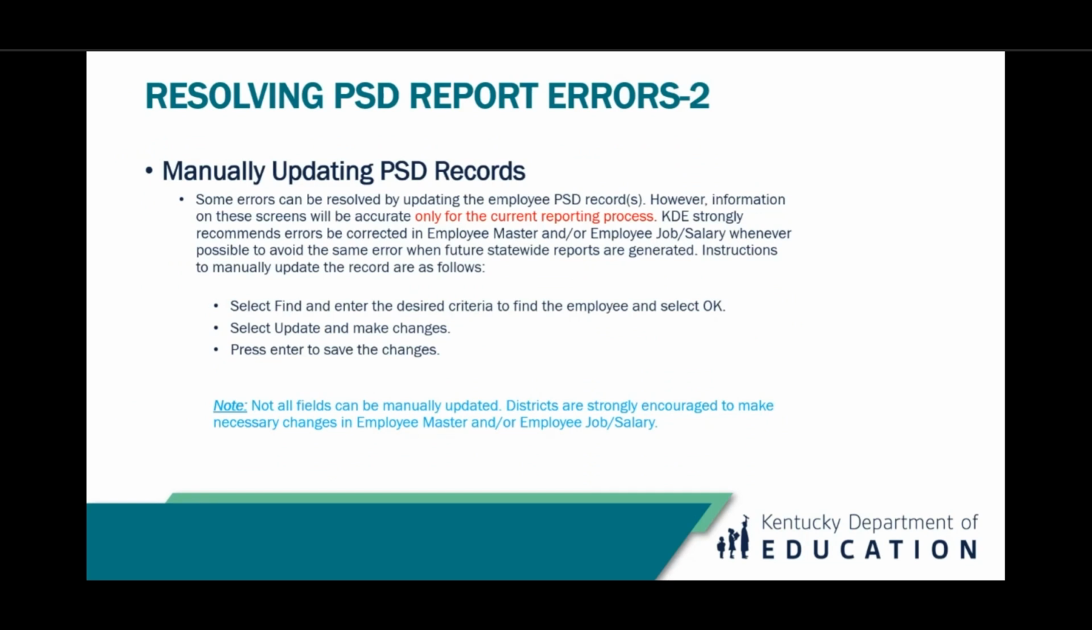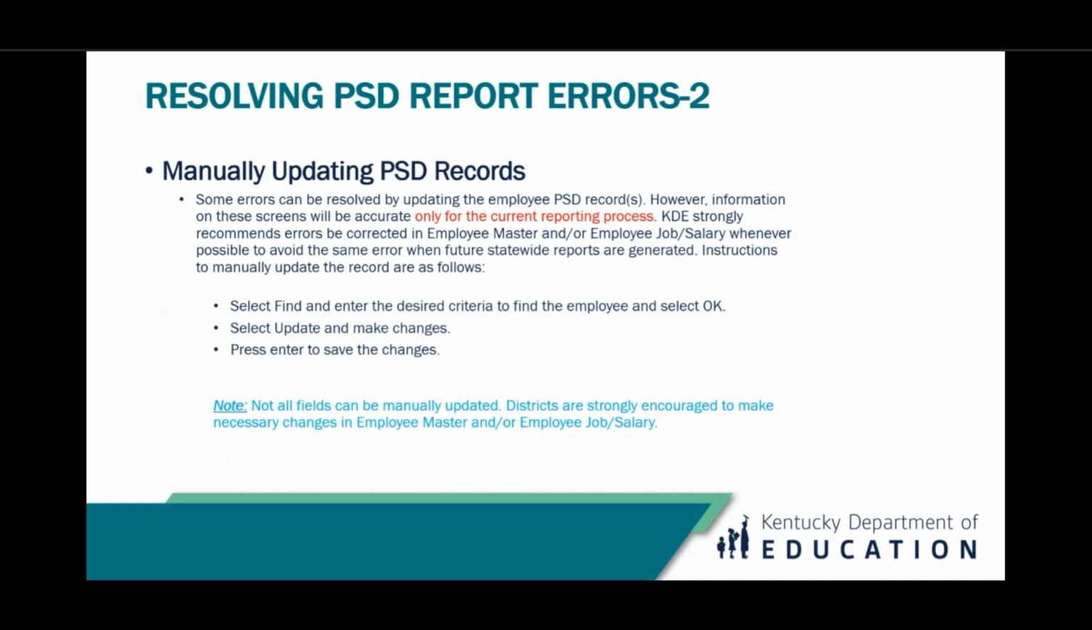So manually updating PSD records. Some errors can be resolved by updating the employee PSD records. However, information on these screens will be accurate only for the current reporting process. KDE strongly recommends, as we talked about in CSD, that errors be corrected in Employee Master and Employee Job Salary whenever possible to avoid the same error in the future. And you can do that recalc for one person and bring that information from Employee Master, Employee Job Salary over into the PSD records and have that permanently corrected.